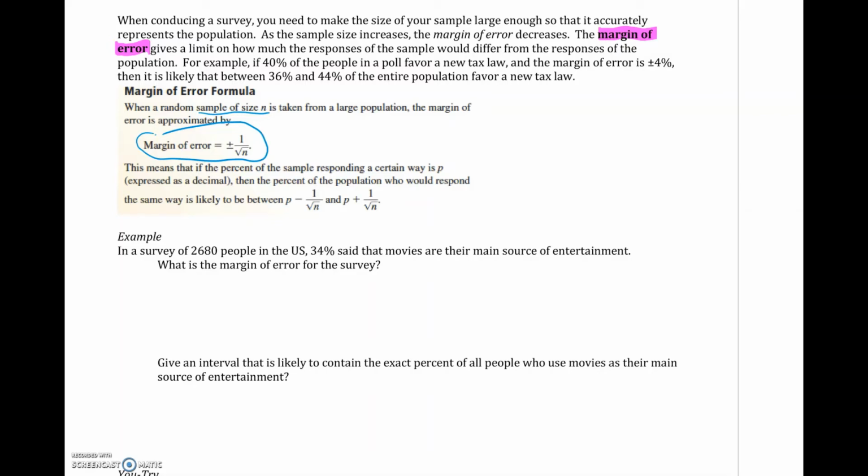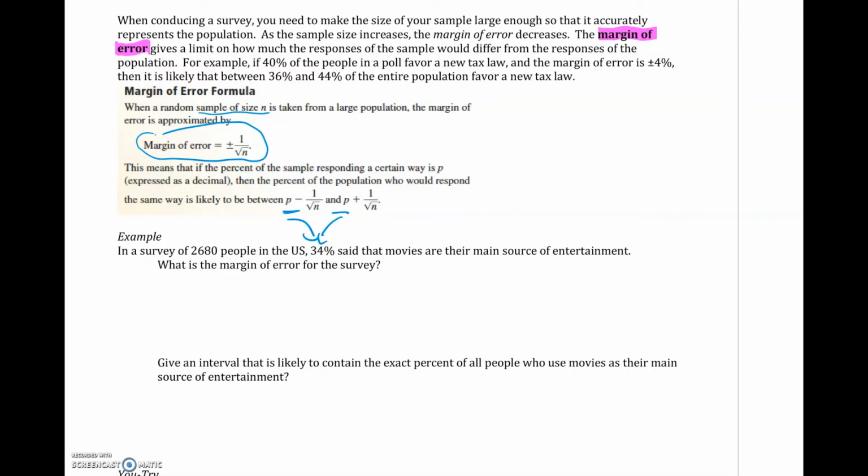So if you take a look at the next example, in a survey of 2,680 people in the US, 34% said that movies are their main source of entertainment. So if you look back up here, this P would be that 34%. So we're going to add and subtract from that 34%. All right. So what is the margin of error for this survey?